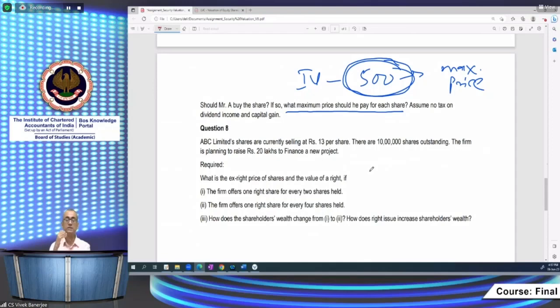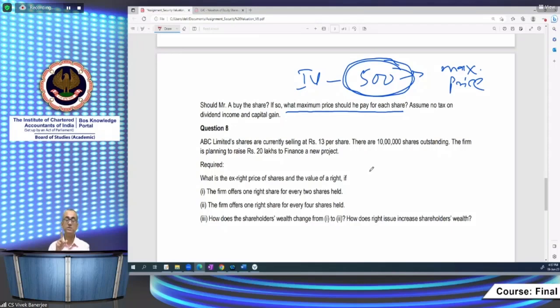ABC Limited shares are currently selling at 13 per share. There are 10 lakh shares outstanding, and the current market price is 13. The firm is planning to raise 20 lakh through the issue of right shares. So you have to calculate the ex-right price and the value of right.